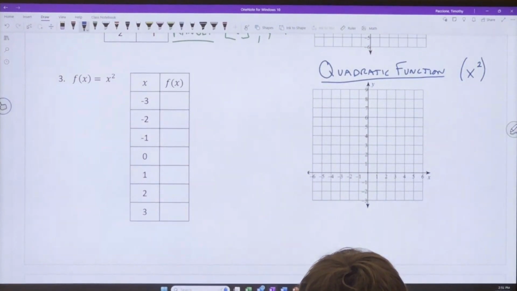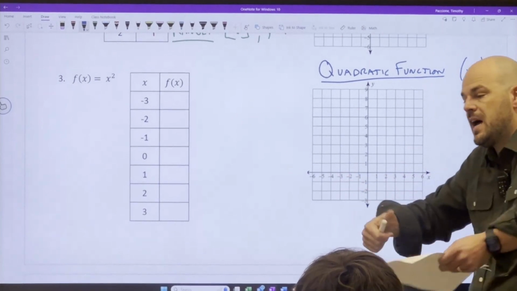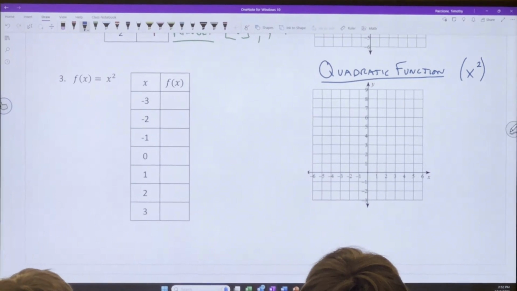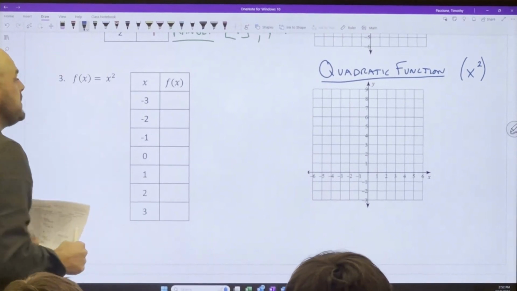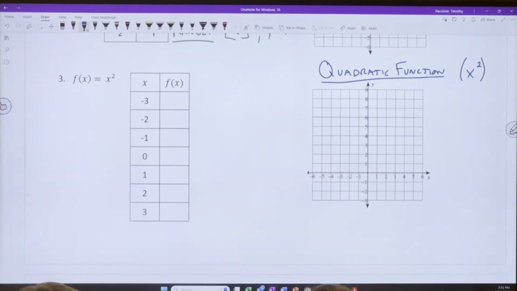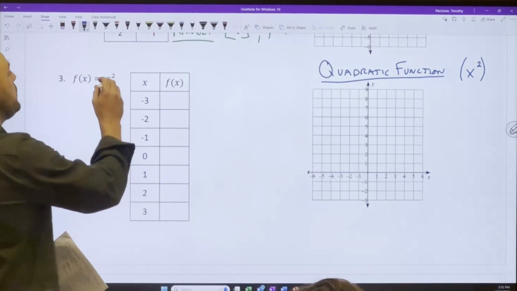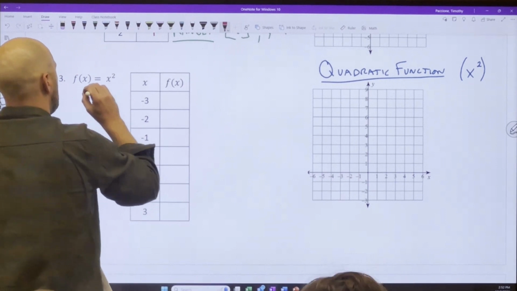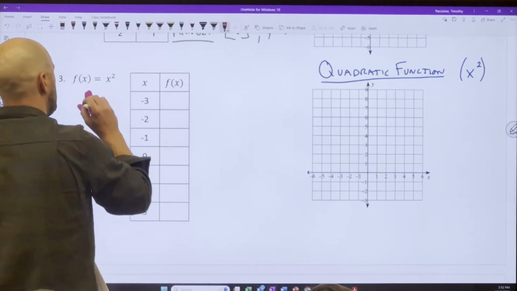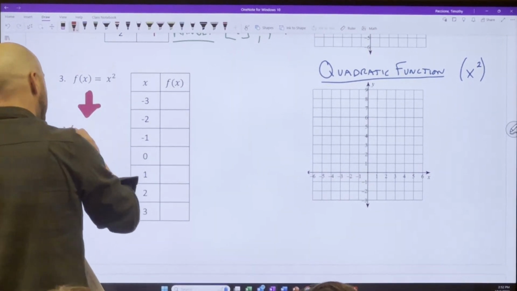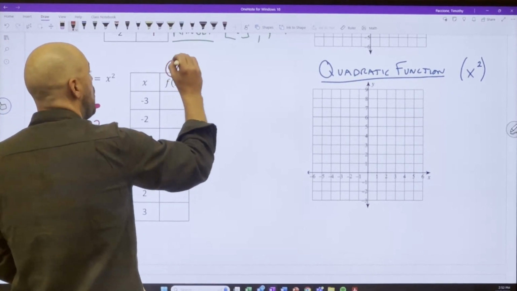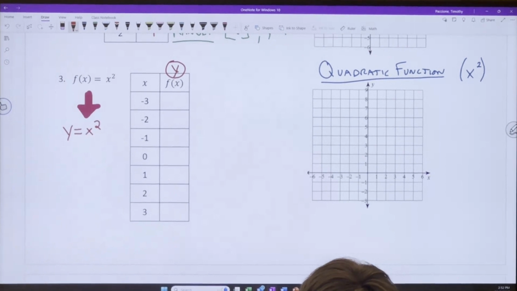Okay? So even if you have a lot of other stuff going on, if the highest degree you see, the highest power, is to the second, you have a quadratic function, okay? So what happens? Well, there's an important thing that we need to make clear here. Well, first of all, we can think of this as y equals x squared, and then remember that this is our y. And then we plug in our x's.